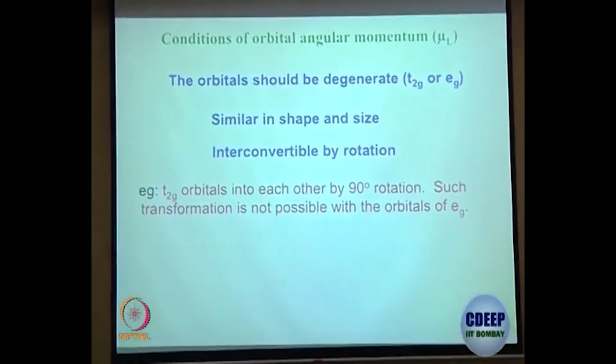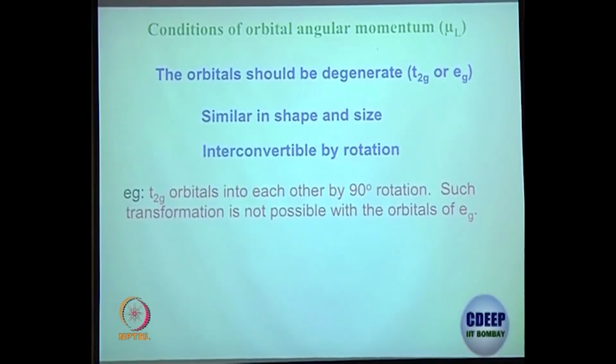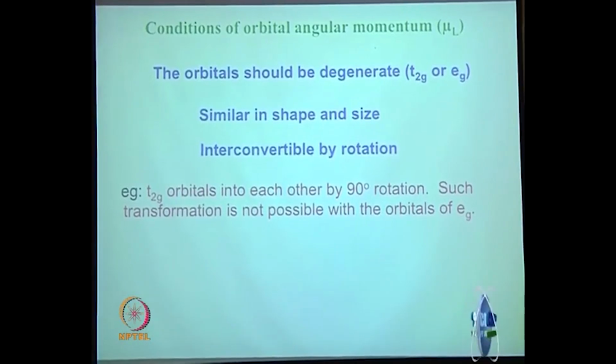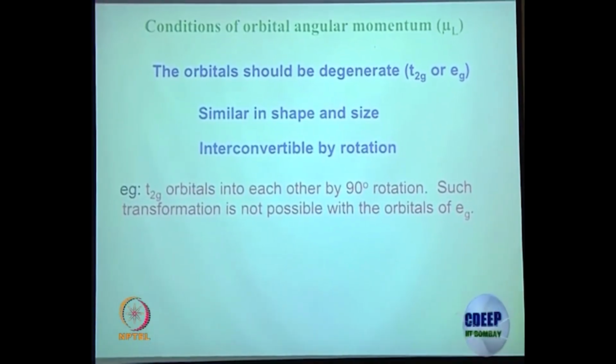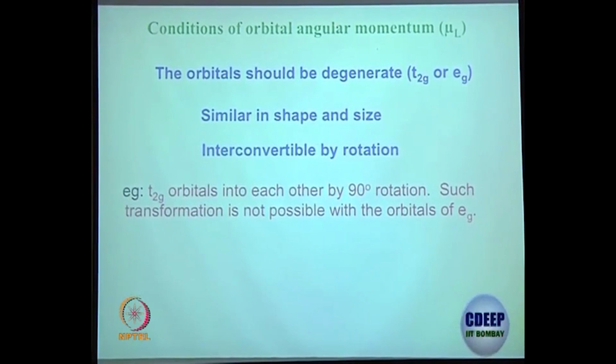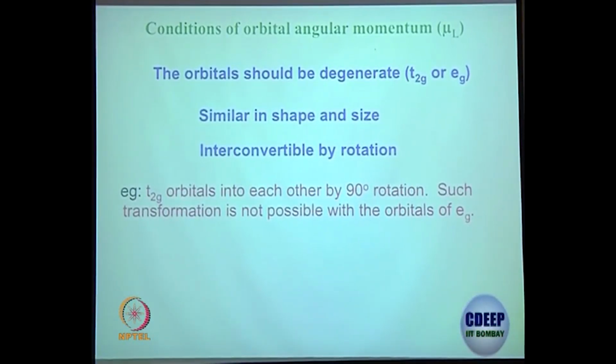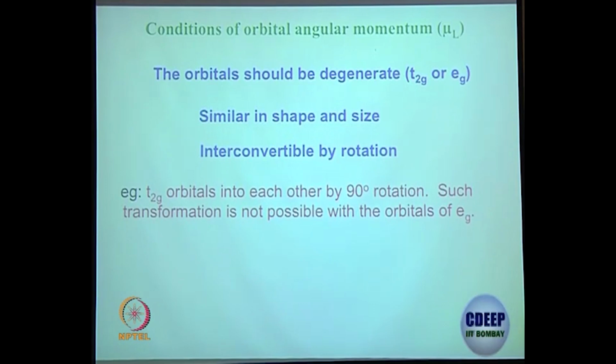EG has dx2-y2 and dz2, and by no way can you interconvert them. Therefore, from EG you cannot get any orbital angular momentum value. The only possibility is T2G, because dxy, dyz, dxz are interconvertible. Of course, if they have the same spin, you cannot interconvert, right? So let's say T2G3, 1, 1, 1, all three of them have the same spin, you cannot interconvert.